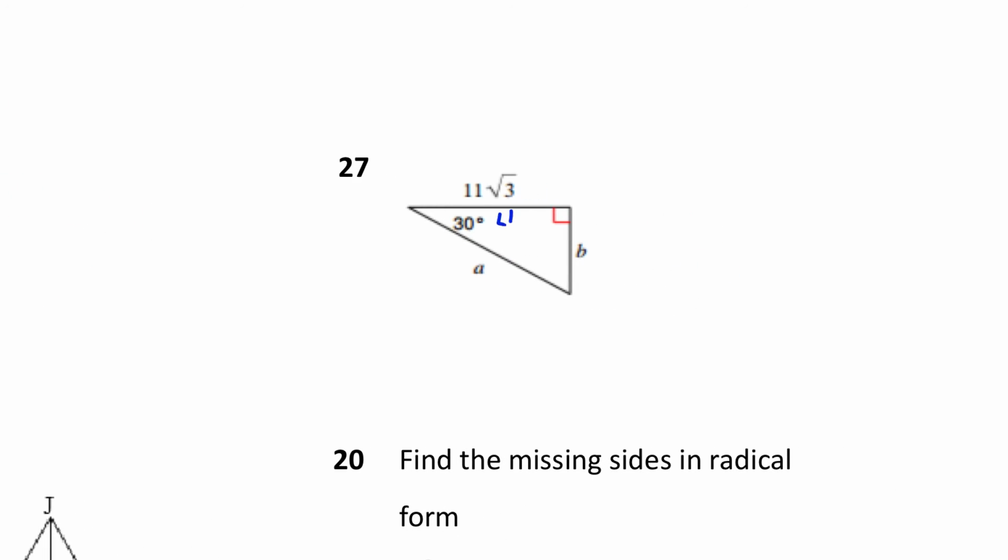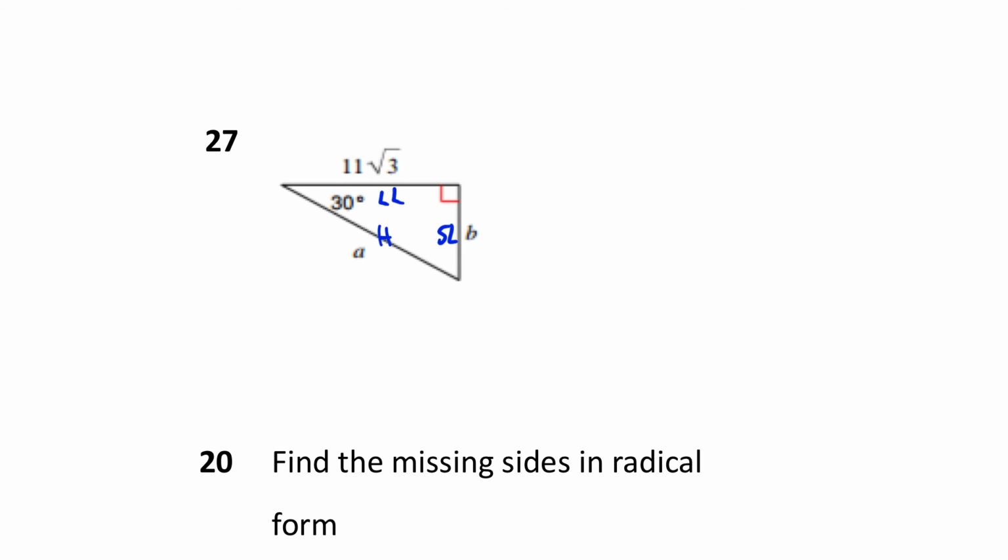Okay, on this one we have the long leg, short leg, and hypotenuse. So from the long leg to the short leg, we divide by the square root of 3. So I'm going to have 11 square root of 3 divided by the square root of 3, which is what? 11. Yeah, it just gives you 11. Square root of 3 divided by square root of 3 is 1. All right, and then from the short leg to the hypotenuse, it's just times 2. So 11 times 2 is 22.